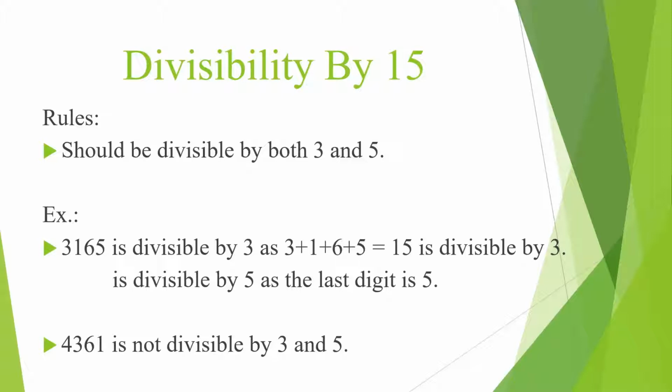Now let us consider another example, 4361. Let us sum up all the digits. 4 plus 3 plus 6 plus 1, which is equal to 14. 14 is not divisible by 3, so this number 4361 is also not divisible by 3. The last digit is 1, which is neither 0 nor 5, so 4361 is not divisible by 5. As it does not satisfy both the conditions, that is divisible by 3 and 5, 4361 is not divisible by 15.